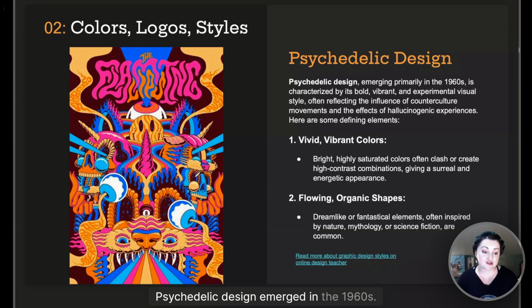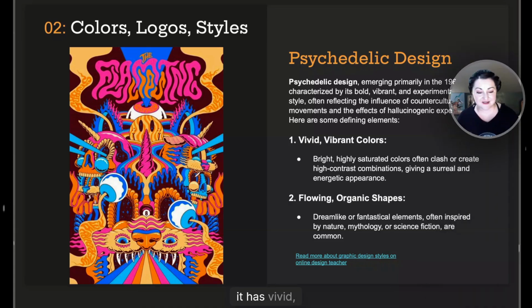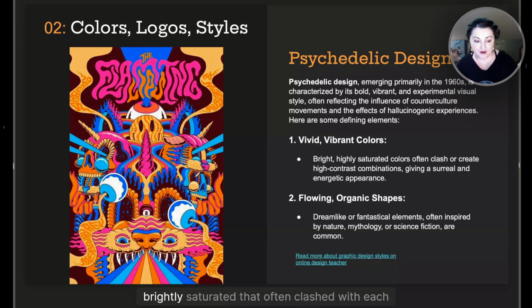This is psychedelic design. Psychedelic design emerged in the 1960s. It has bold, vibrant colors, experimental styles, and let's just say it was probably under the influence of some pretty hallucinogenic drugs. It has vivid, brightly saturated colors that often clashed with each other.